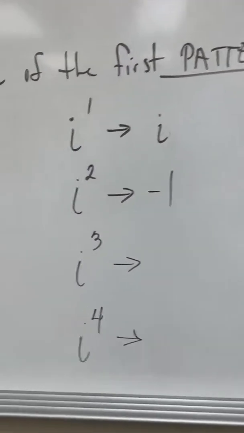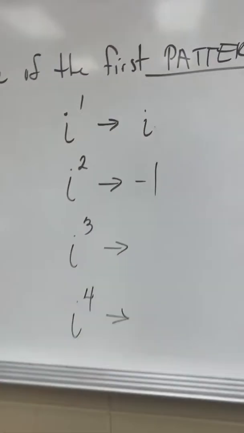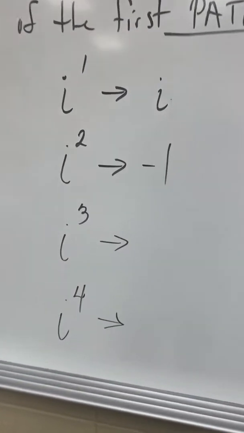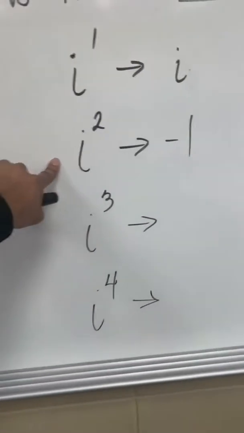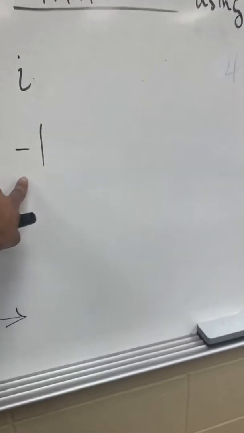So we're going to start with i to the first power. So i to the first power is what we call i. All right. Now, remember, the major key happens right here. That's what we talked about yesterday. Yesterday, when you raise i to the second power, what you get is a -1.